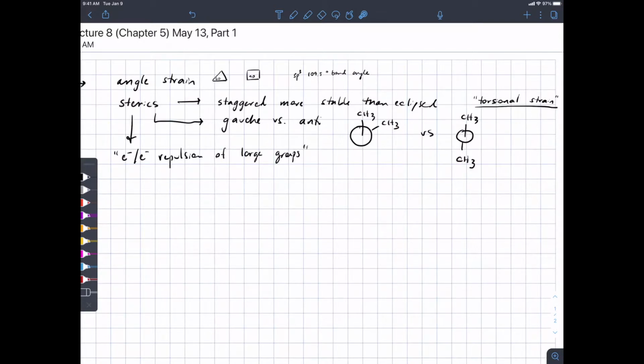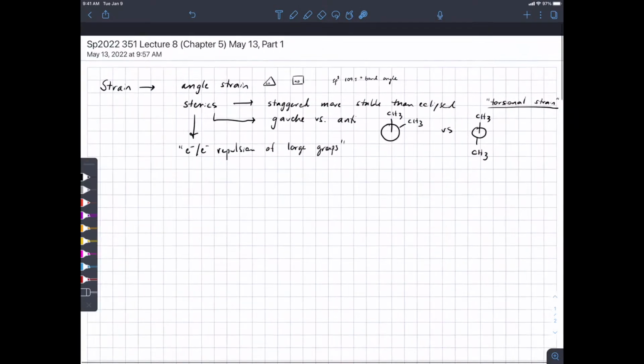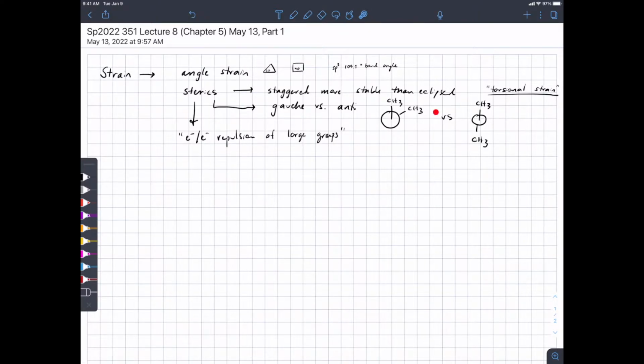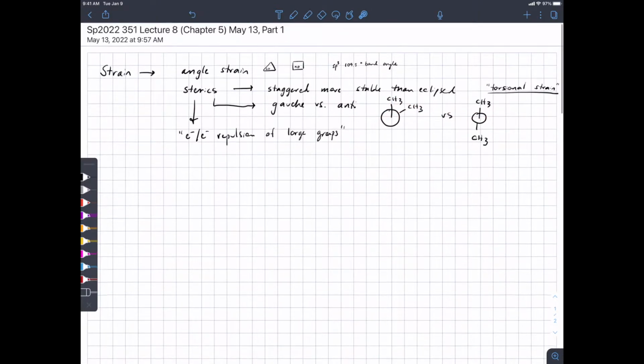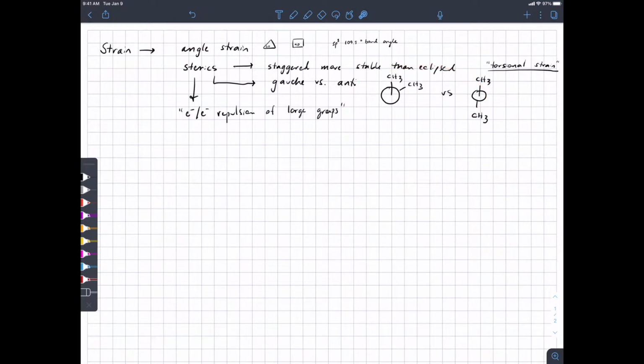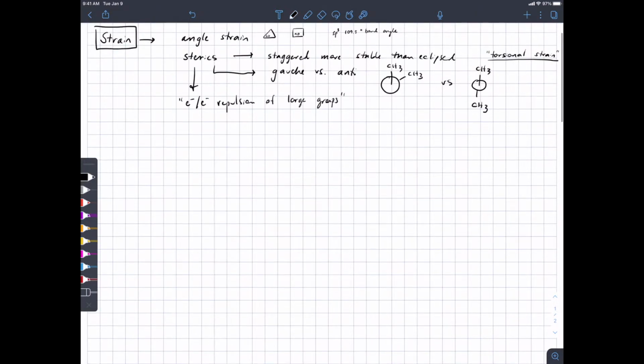A question you had to do for the study guide was to identify the elements of torsional strain versus other kinds of strain. You should know what angle strain is, and you should be able to use sterics to rationalize the strain that's associated with rotation around carbon-carbon bonds. Because frankly, torsion refers to rotation around a bond, and this gauche versus anti issue is an issue of that too. So that may muddy the water just a little bit, and I'm sorry, but we're not going to make a distinction between these two points.